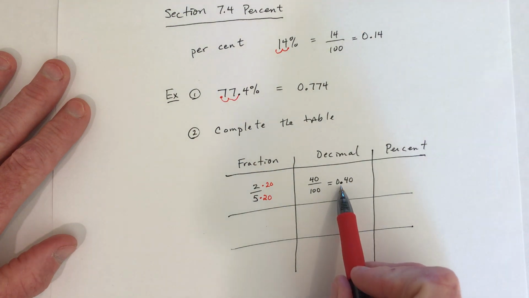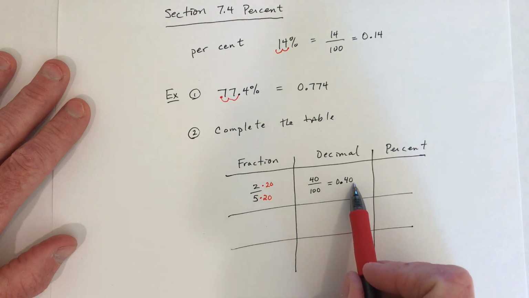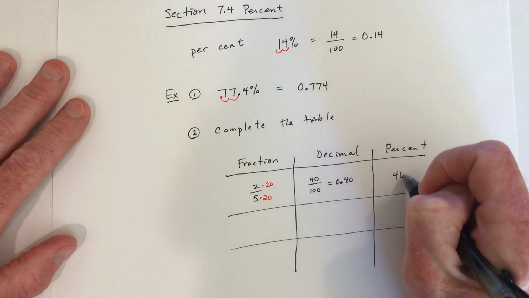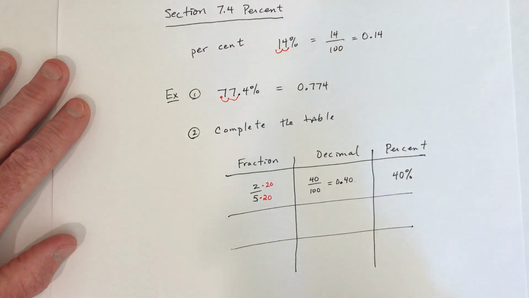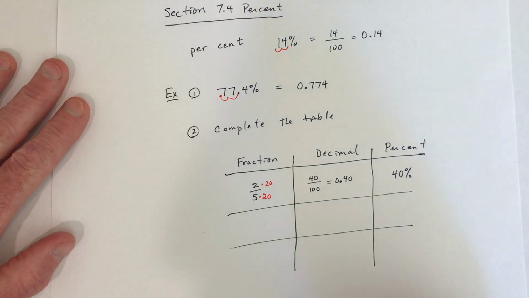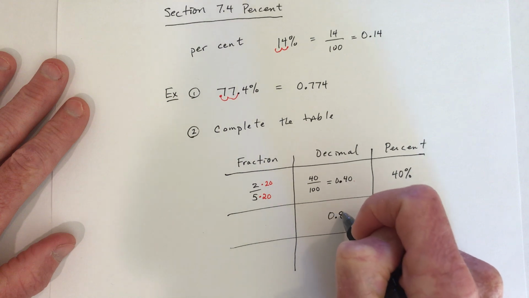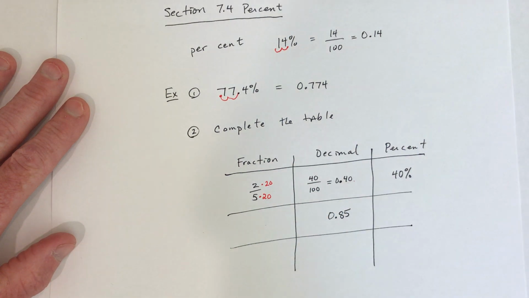Now going from the decimal to the percent, you actually move the decimal to the right. So if you move the decimal to the right 2 places, that would be 40. And when it's a percent, you do need to write the little symbol, percent. Then what if the decimal was 0.85? To change a decimal to a percent, take the decimal and move it to the right, and that's going to be 85%.